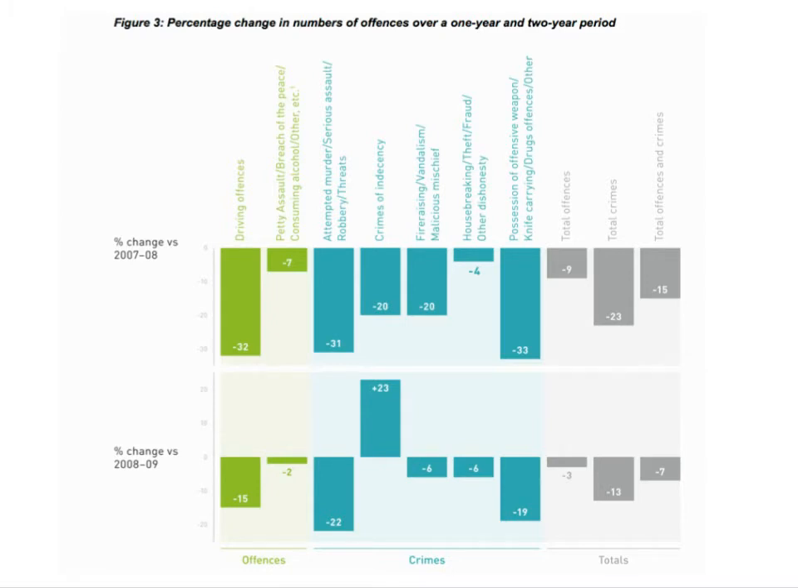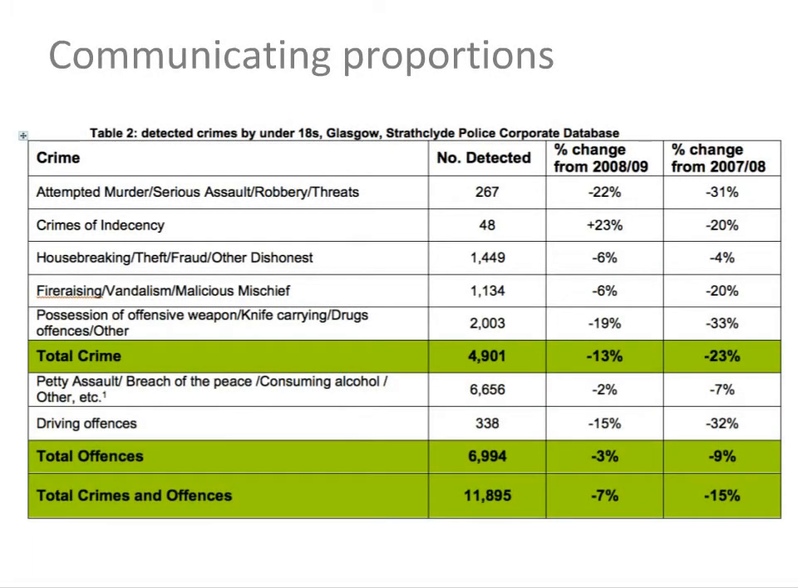gives a better overview. So back to the graph, there's also the numbers of overall crimes detected, and they're broken down into these awful sounding variables. Now, the eyes are drawn to two. If you read this, you go, almost 12,000 crimes and offences in Glasgow. That's terrible. And nearly, well, about 267 attempted murders. That's what is normally reported.